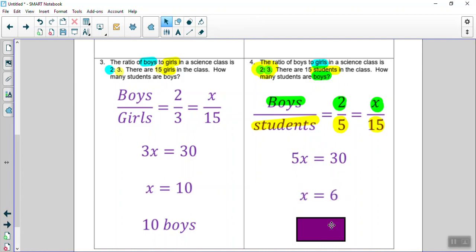So again, we want to put our units. This time we're still looking for boys, so in this case we're going to have 6 boys. So see, our answers are very different, even though there was only one word that was different in the actual problem.